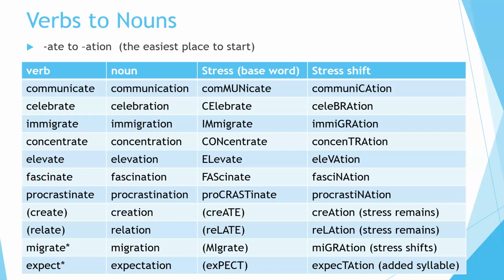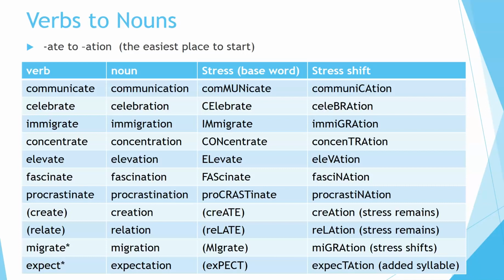Let's listen to them in contrast. Columns 3 and 4. Communicate, communication. Celebrate, celebration. Immigrate, immigration. Concentrate, concentration. Elevate, elevation. Fascinate, fascination. Procrastinate, procrastination. We'll stop here for a minute. Notice that in the last column, with the TION, the stress comes right before the ending. So it's the second to the last syllable, communication.